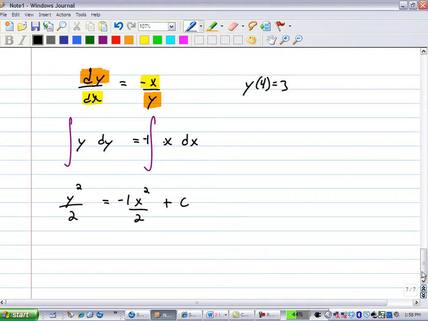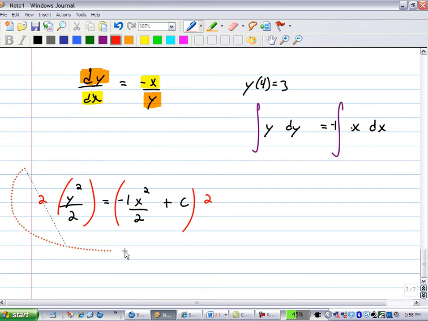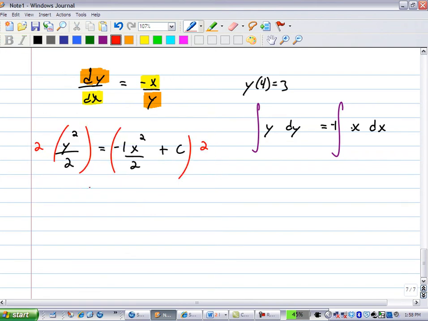So we sit here. I'm going to multiply both sides of the equation by 2. And something interesting is going to happen here. You really have two options at this point. And I don't mean to frustrate you, but I think after we get through it, you'll be all right. So you can go one of two ways with it. Option 1 is you're just going to write y squared equals, what do we got? Negative x squared plus 2c.